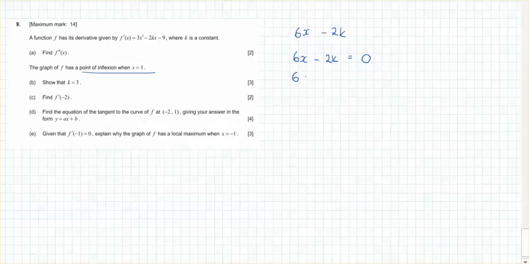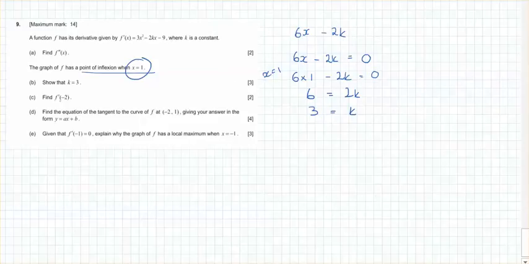So x equals 1. So we wanted to see 6 times 1 minus 2k equals 0. So rearrange. So 6 equals 2k, which makes k 3. Okay.